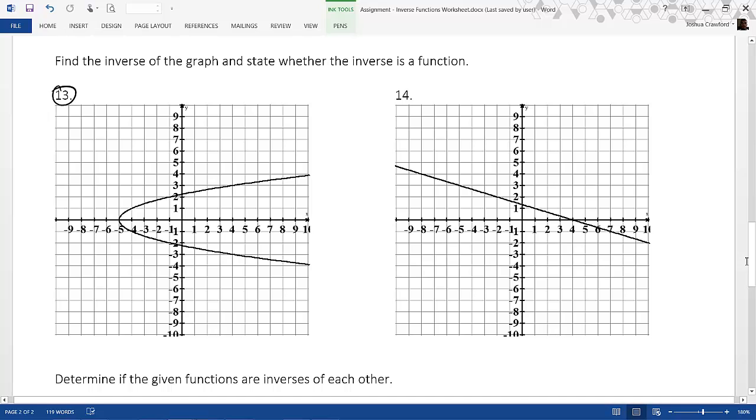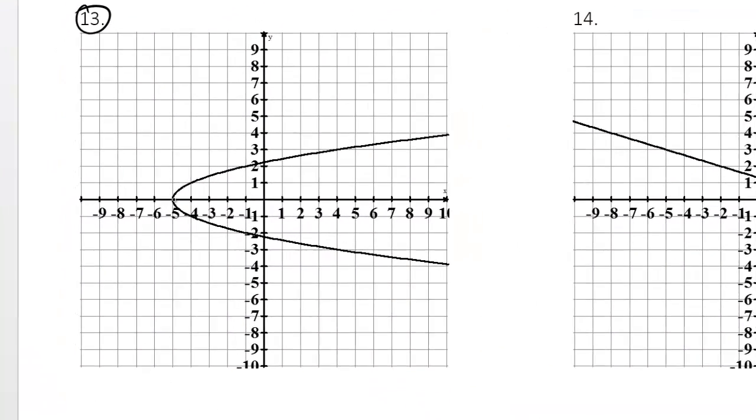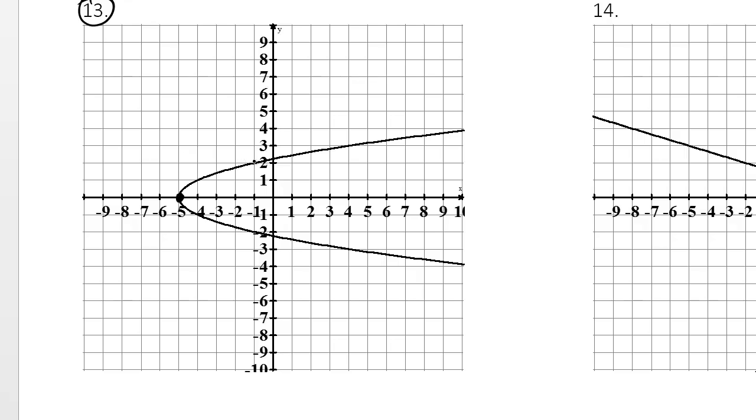Number 13. Find the inverse of the graph and state whether the inverse is a function. So we have our sideways quadratic function. Let's go ahead and find 3 points on this quadratic function, the vertex, and 2 on the sides. Let's say this point and this point. Those points are negative 5, 0, and negative 1, 2, and negative 1, negative 2.